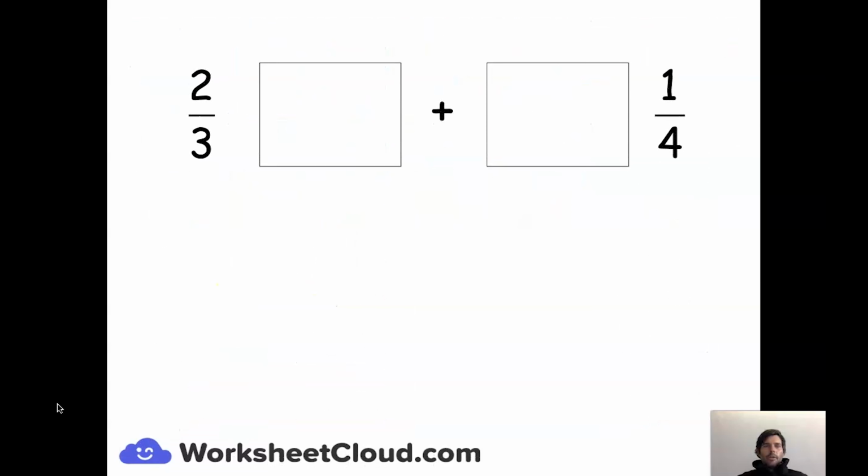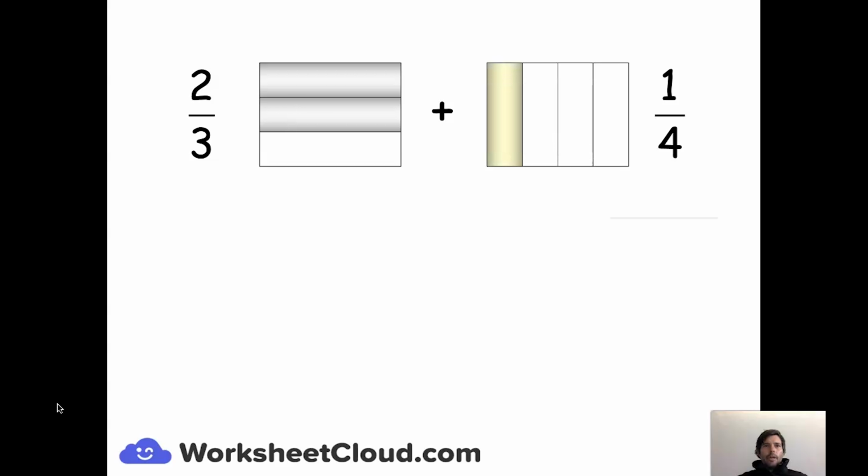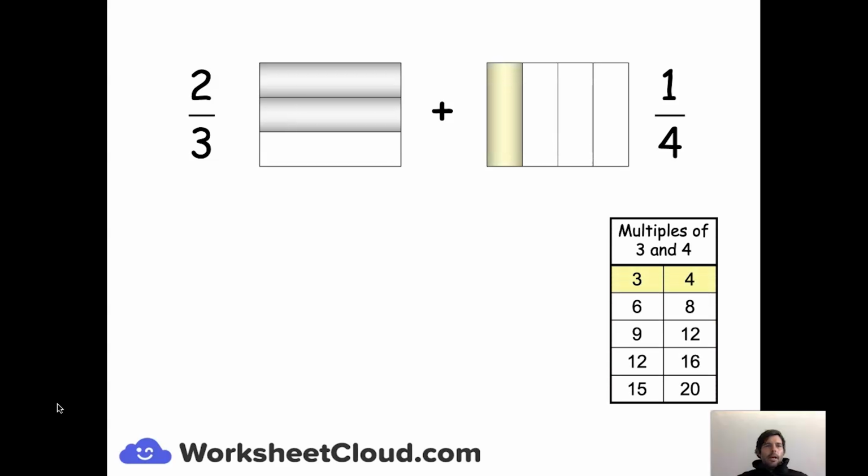Okay, so here we've got 2/3 plus 1/4. So here the denominators are different. So we're going to have to change the denominators to the same amount. And our multiples that we need to know are the multiples of 3 and 4. So we look for the lowest common multiple, which is 12. So now we know what the denominator needs to change into. It needs to change into 12.